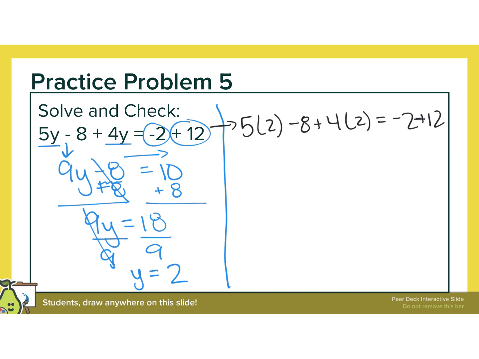No changes, okay? So 5 times 2 is 10. 4 times 2 is 8. And now you can combine 10. Negative 8 and positive 8 cancel each other out, so I can just cross those out. And I get 10 equals 10. It's the same number. Oh, there's no yellow box, so we'll just box the answer to show that it is correct.